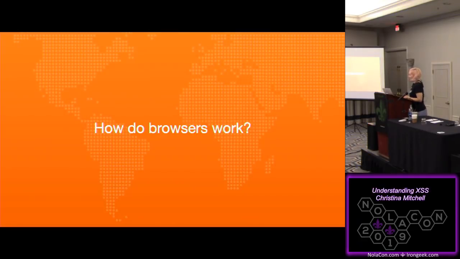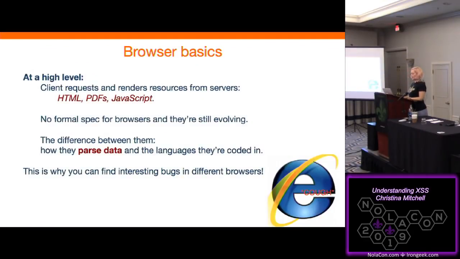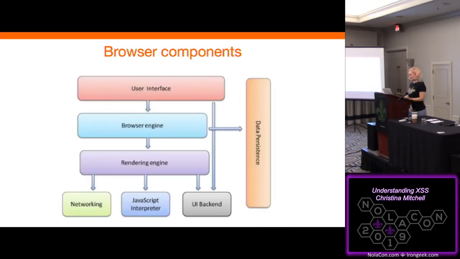Okay, so how do browsers work? So at a high level, the client requests and renders resources, so our browser, HTML, PDFs, and JavaScript. There's no formal spec for browsers, and they're still evolving, which is super duper interesting. The difference between the browsers is in how they parse the data and the languages that they're coded in. And this is why you'll find some interesting bugs in different browsers, like Explorer.